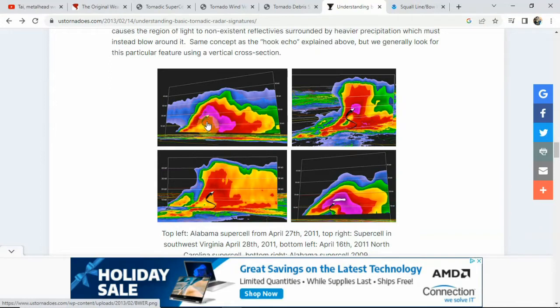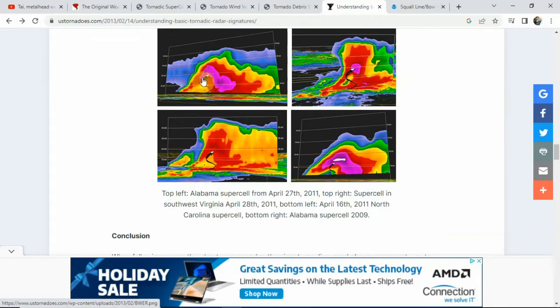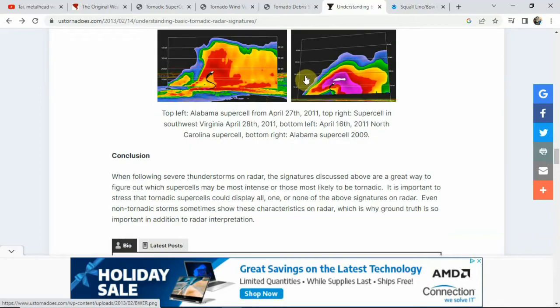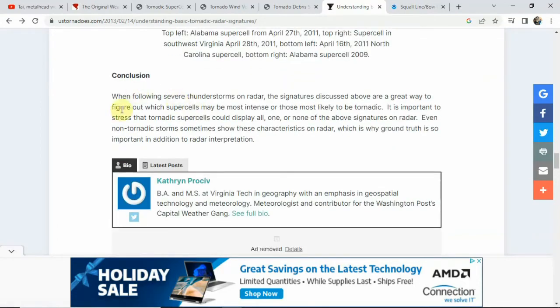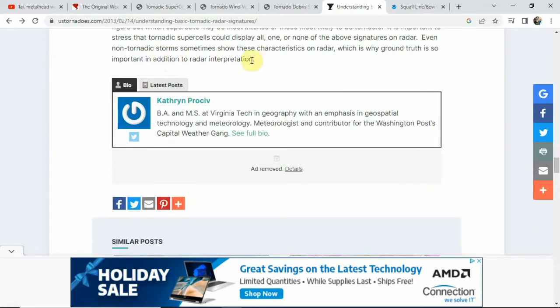traditional radar image. You have to almost have a 3D radar and look at it through a vertical cross section. And here's several good examples of that. Sometimes this will also be reflected through a look on the traditional radar as a donut hole. So that's something to look out for as well. There's plenty of ways to look at these supercells on radar and get an idea of tornadoes, but these are the basics.